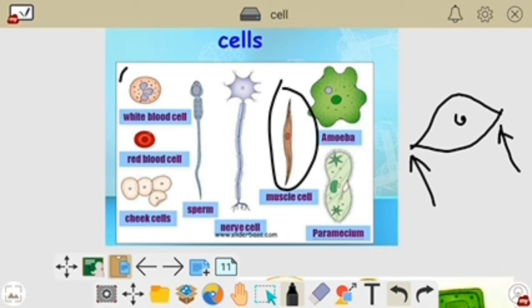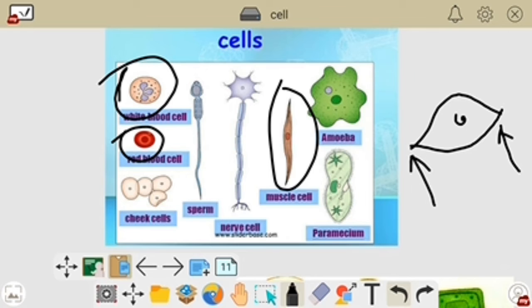Red blood cell is spherical in shape, and it carries oxygen to the body parts. White blood cell is to protect our body from different types of bacteria. So these are the functions of different shapes of cells.